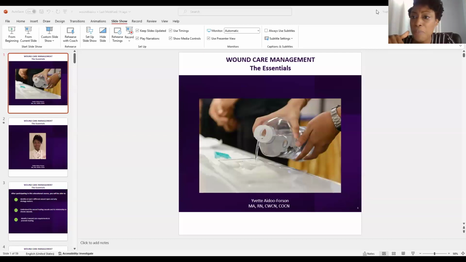So if you are making a solution of normal saline, you can make that. Dakin's, which is dilute bleach, can also be made at home.